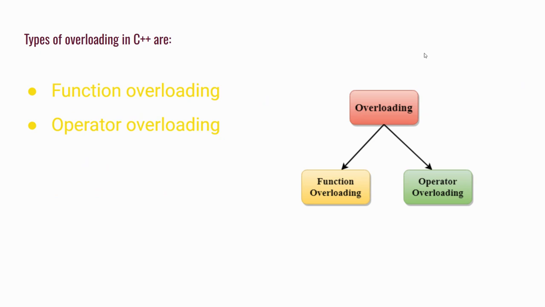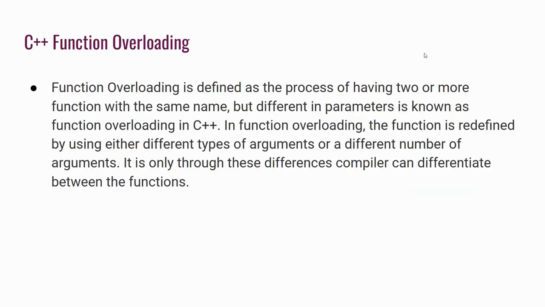Types of overloading in C++ are function overloading and operator overloading. Function overloading is defined as the process of having two or more functions with the same name but different in parameters. In function overloading, the function is redefined by using either different types of arguments or a different number of arguments. It is only through these differences that the compiler can differentiate between the functions.